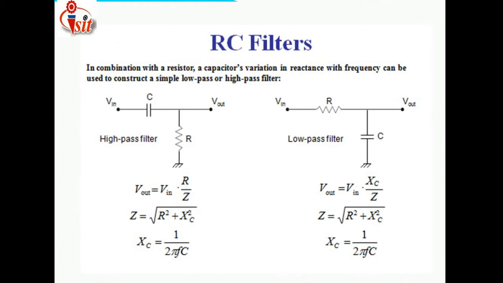Then RC filters. RC filters are designed by using a combination of R and C components. For that purpose, whatever circuits we design using R and C components, those filters are called RC filters, or resistor capacitor filters. In a combination of resistor and capacitor, the variation in reactance with frequency can be used to construct a simple low pass or high pass filter. Those filters are used as RC filters.